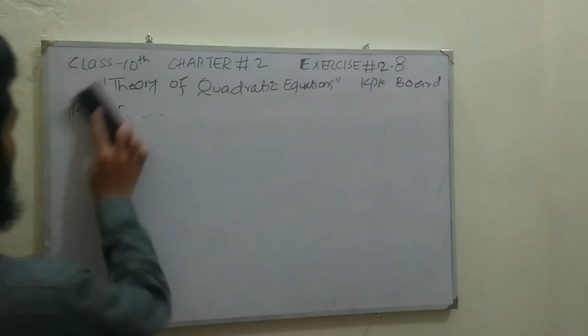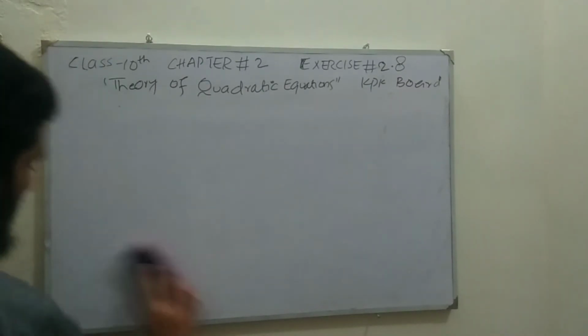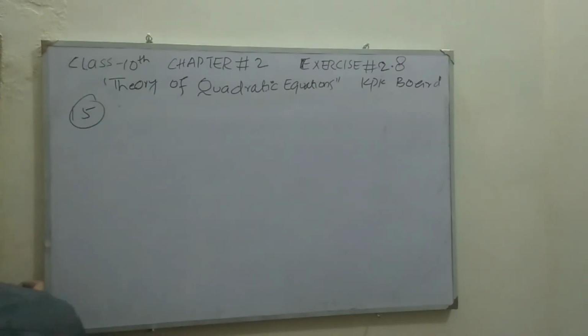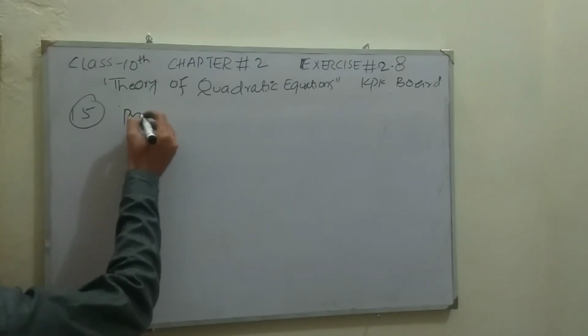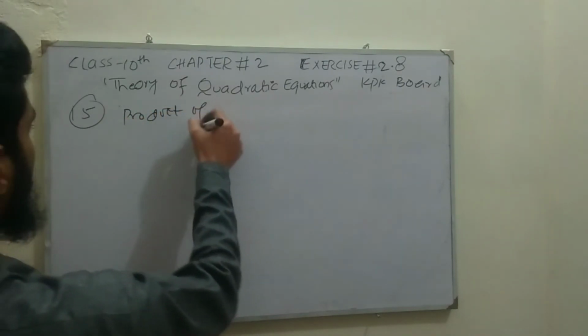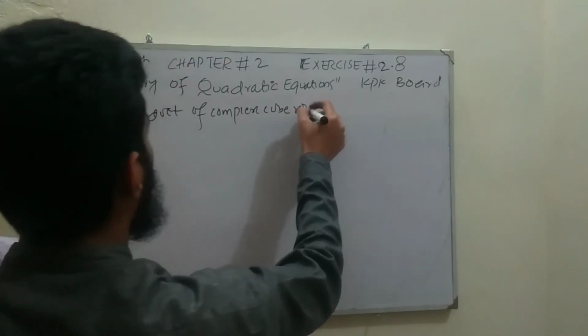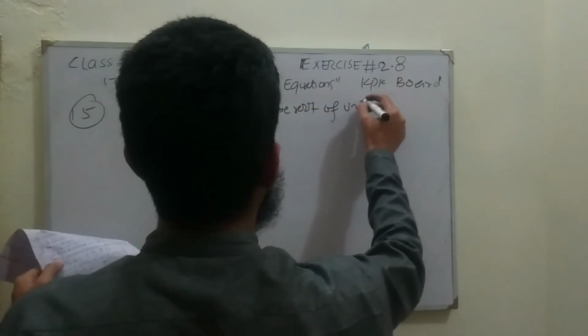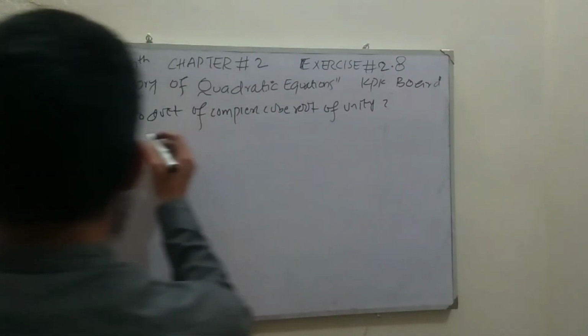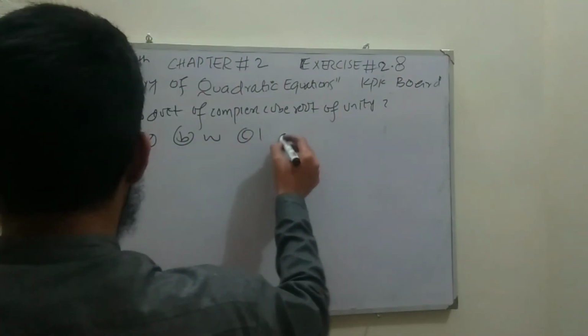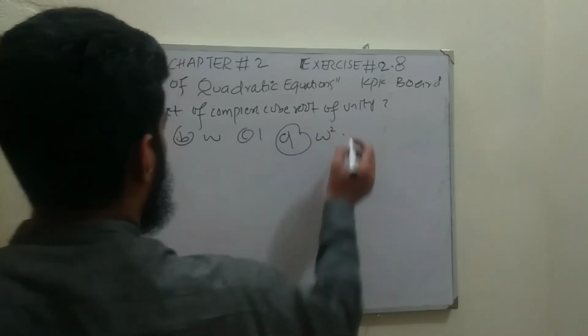Move to MCQ number 15. MCQ 15 states the product of complex cube roots of unity. Option A is 0, option B is omega, option C is 1, and the last option is omega square.